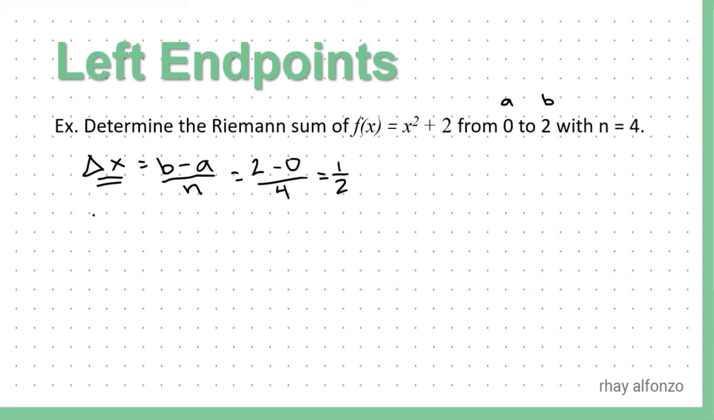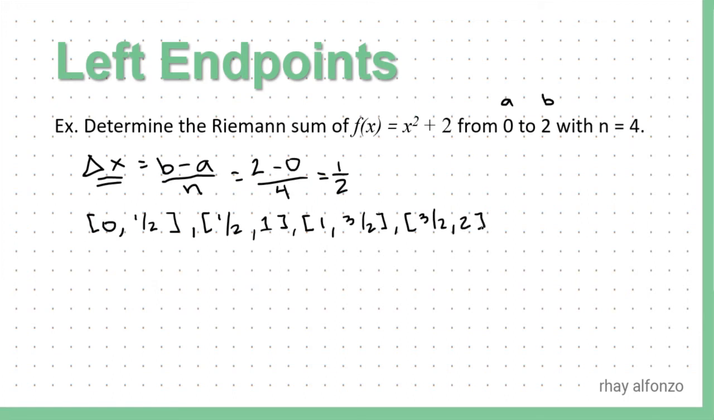Writing those intervals, we get from 0 to 1/2. Next, we have from 1/2 to 1. Then we have from 1 to 3/2. And lastly, we have from 3/2 to 2. So using these left endpoints to get our Riemann sum, we get the summation of f of x times delta x from i is equal to 1 to n, which is equal to 4.